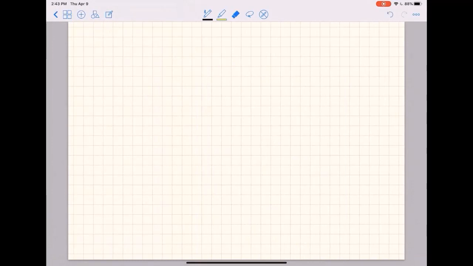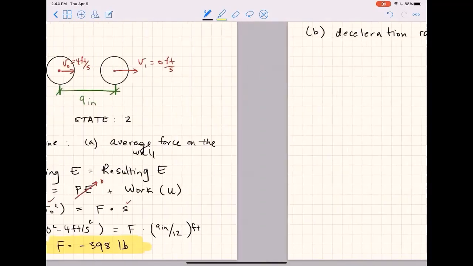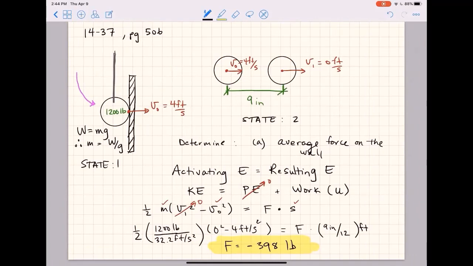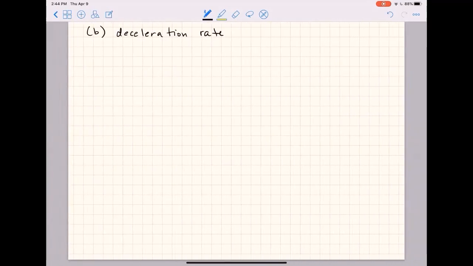So the next part is B. It wants us to determine the deceleration rate. Clearly it is decelerating because it goes from an initial velocity to a final velocity, right? Go back here, a v naught of 4 feet per second down to 0 feet per second. So our acceleration must be going to the left, again, for the ball, okay?